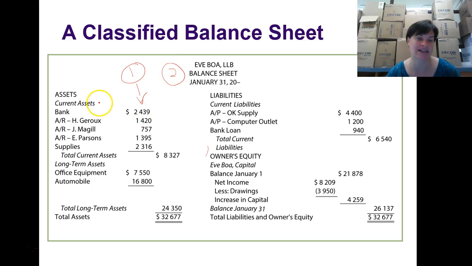So we have our current assets. Current assets are assets that are going to be used up in the year. So used up in 1 year. And long-term assets are going to be assets that have a life greater than 1 year. Okay? And so our bank, our accounts receivable, our supplies are all going to be what we call current assets. We're going to list them in the first column, and then we're going to total them and record that in the second column.